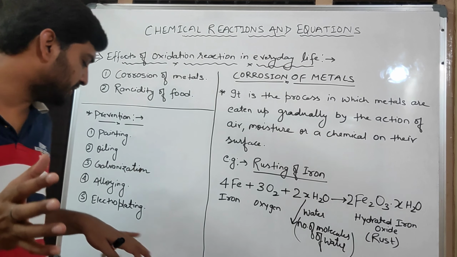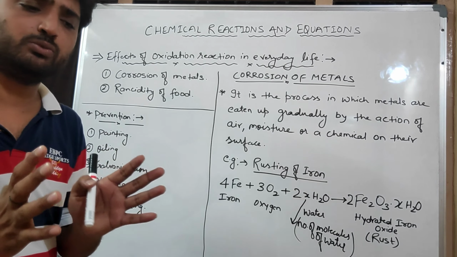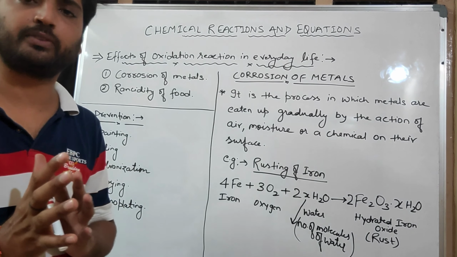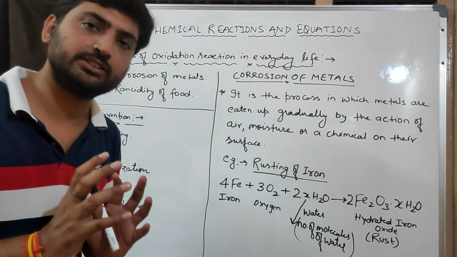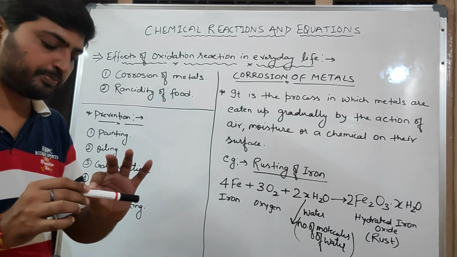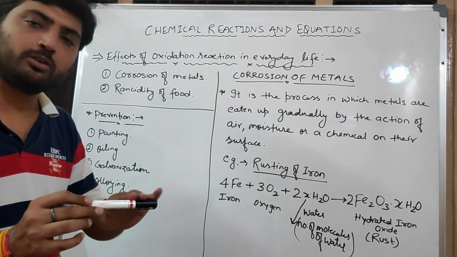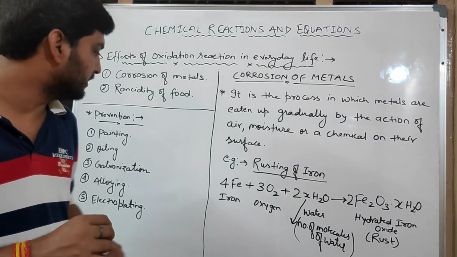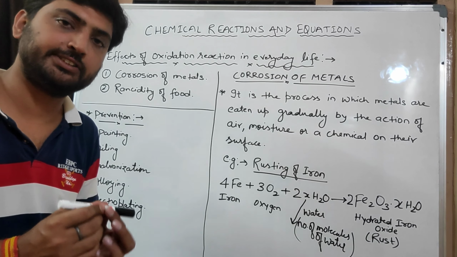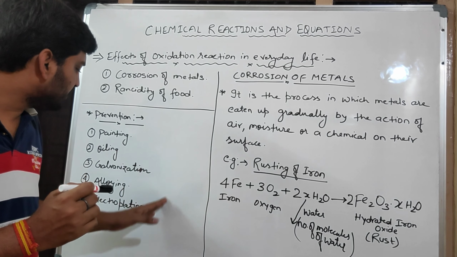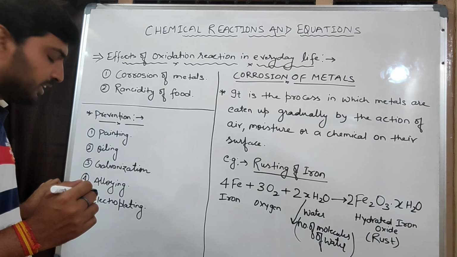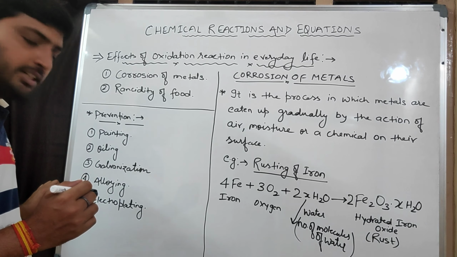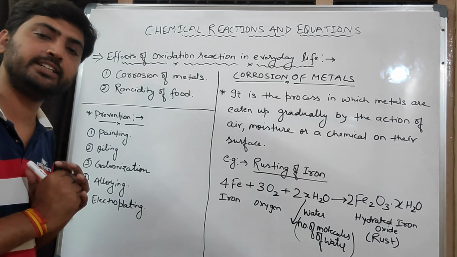In this method we select metals which do not corrode, or where the chance of corrosion is very low. We make a layer of that metal over the iron article to prevent it from rusting. So all these methods except alloying, these four methods, the process is similar. What is the process? What is the concept behind it?